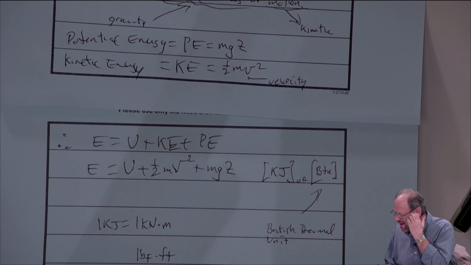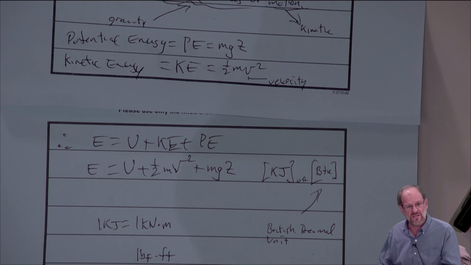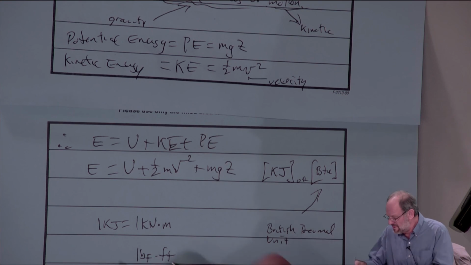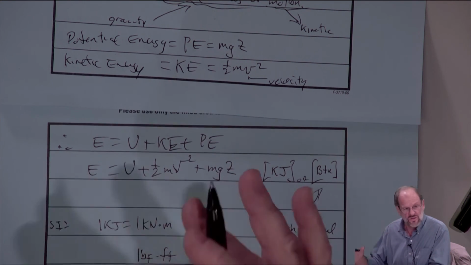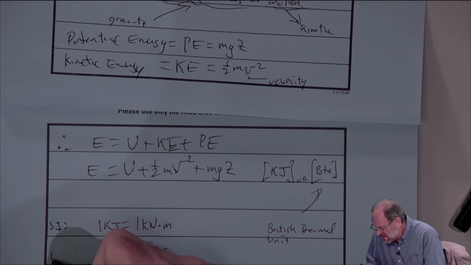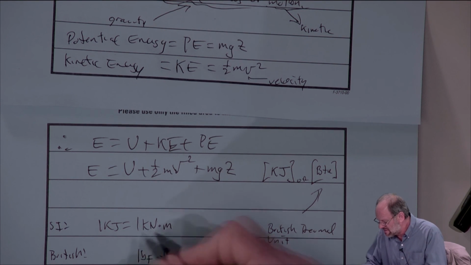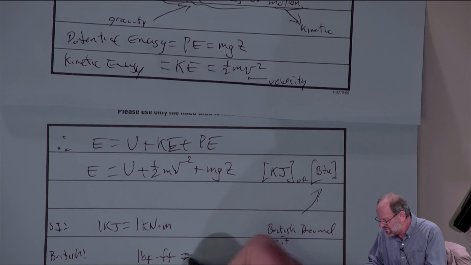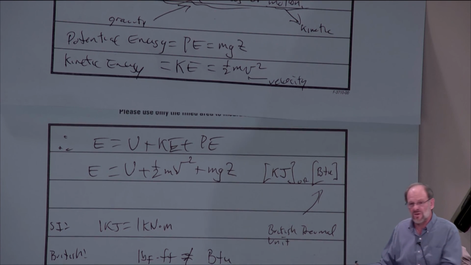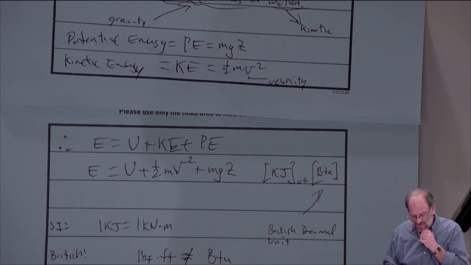Now you may say, well, is that equal to a BTU? No, it doesn't equal a BTU. So in the SI system, everything is easy. 1 kilojoule equals 1 kilonewton meter. In the British system of units, it's not quite as obvious. 1 pound force times foot does not equal a BTU. So you are going to have to use conversion factors.